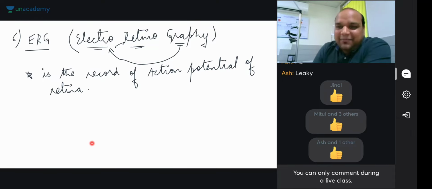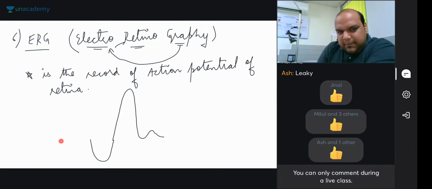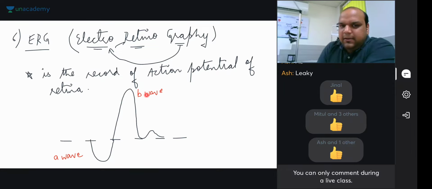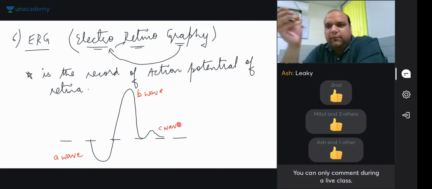Now, what is the graph like? The graph looks like this. Simple. One negative wave, everybody, then one large positive wave, and then one very small positive wave. This is my baseline. So there are three waves: the first wave is called the A wave, the second wave is called the B wave, and the third wave is called the C wave. Now they ask you a simple question: A wave generates from which cell, B wave from which cell, and C wave from which cells.